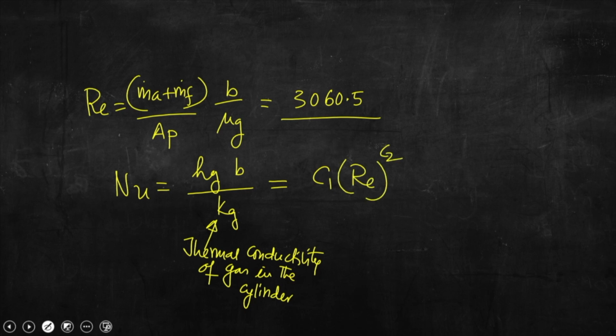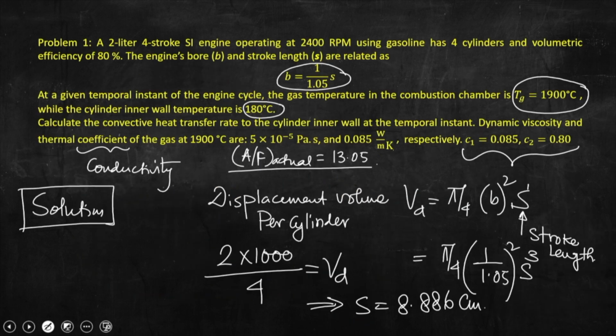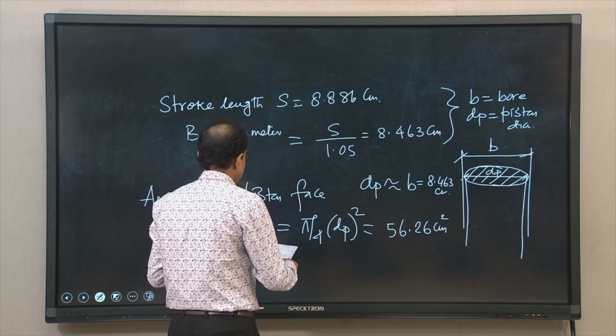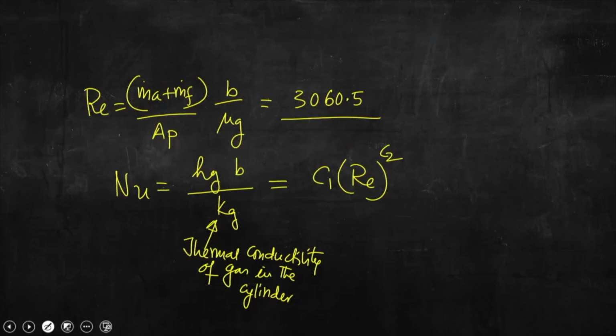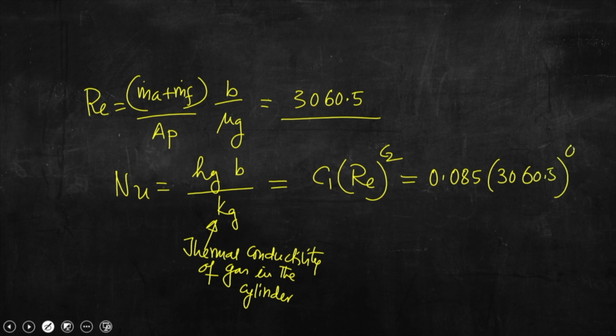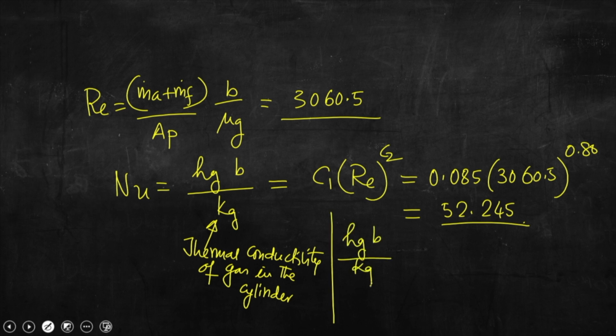The Reynolds number we have already calculated. If we go back to this slide, C 1 and C 2, these two constants, are given as 0.085 and 0.80. So, if we plug in the value, that is 0.085 into 3060.5 power 0.80, it would be coming as 52.245. So, that means H g into B divided by K g equals 52.245.